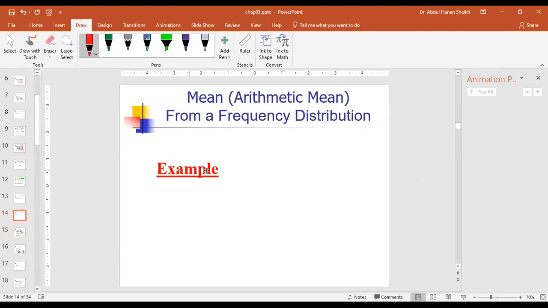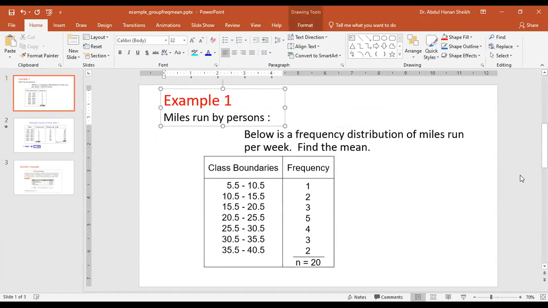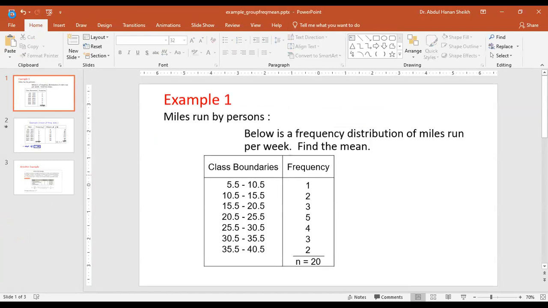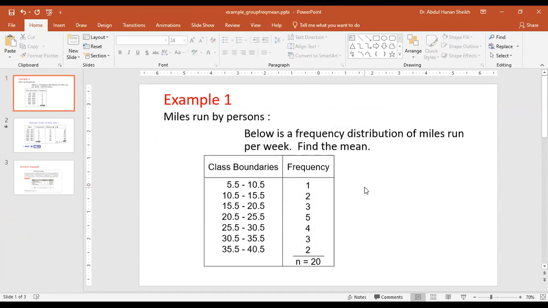So this is the example: miles run by the persons. This is a frequency distribution table, or the data given in classes, and these are the frequencies, the number of persons who ran these miles. So the data makes sense. We have to find the mean.